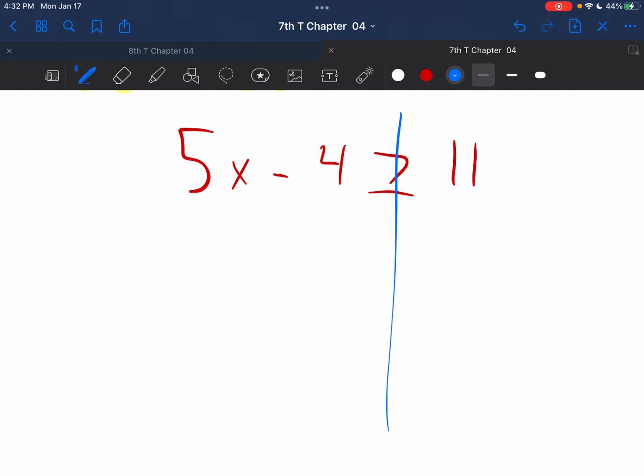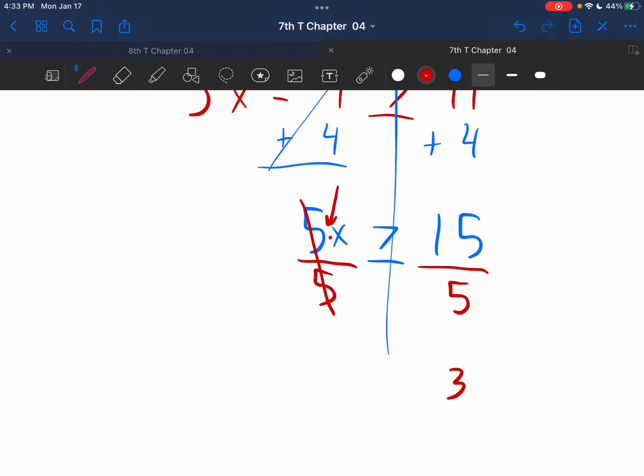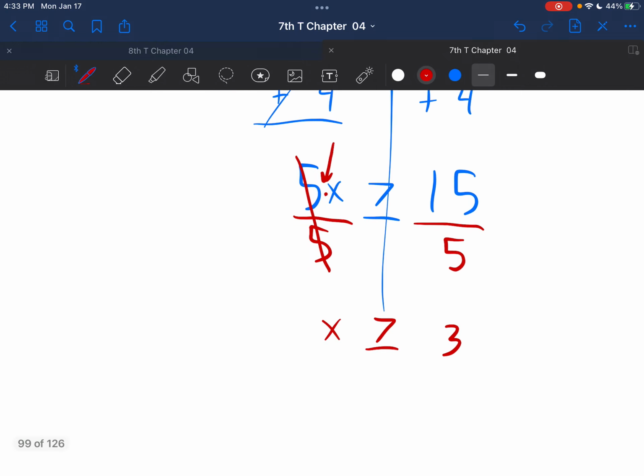We got two sides to this inequality. We're going to start off with this negative 4. What's the opposite of negative 4? That is plus 4. Cross that off. You now have 5x is greater than or equal to 11 plus 4 is 15. There is an invisible multiplication sign right there. So what is the opposite of multiplication? That is division. Cross that off. Whatever you do on one side, do it to the other. 15 divided by 5 is 3. There's no negative, so the sign does stay the same. So you have x is greater than or equal to 3.